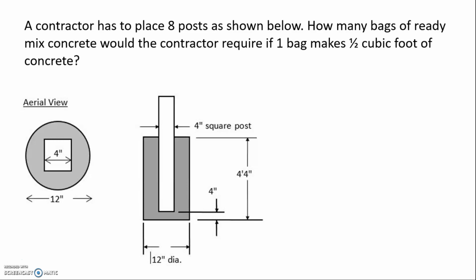We will look at the volume equations for rectangular prisms and cylinders separately in the course, but we can combine the ideas to solve an applied problem such as the one given here. A contractor has to place 8 posts as shown. He has square 4-inch wide posts that he needs to put inside 12-inch diameter round holes. The holes are dug 4 feet 4 inches deep, but only 4 feet of the square posts are to be submerged. How many bags of ready-mix concrete does the contractor require if one bag makes half a cubic foot of concrete? Pause the video, do your work, then choose the answer from those given.